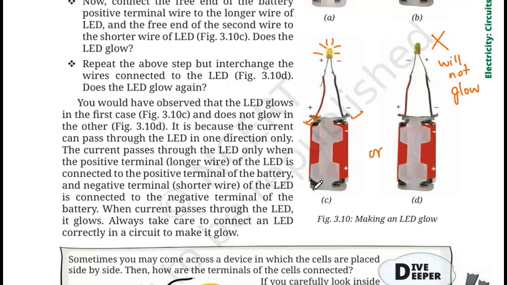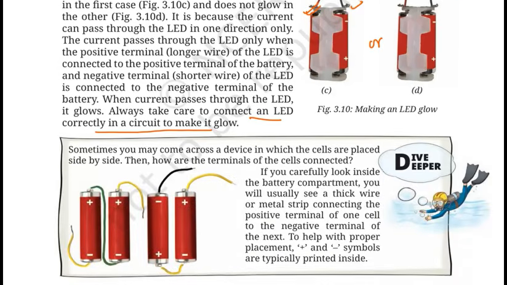This makes the circuit complete and the current flows in it, making the bulb glow, whereas in this the bulb will not glow. So remember students, when current passes through the LED, it glows. Always take care to connect an LED correctly in the circuit to make it glow. All right.